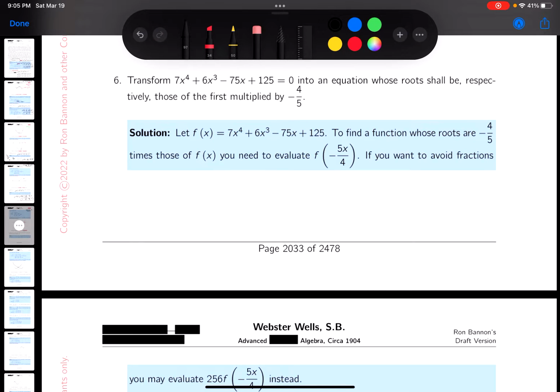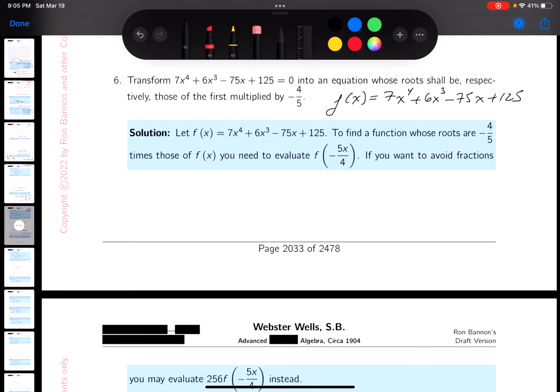Again, we're looking at a standard translation. Let me write f of x down for you. F of x, these are root problems: 7x^4 plus 6x cubed minus 75x plus 125. All right, then the question is, what do they want to do?